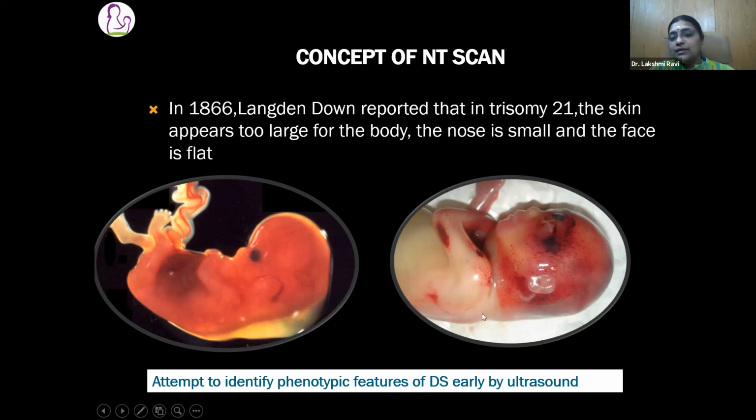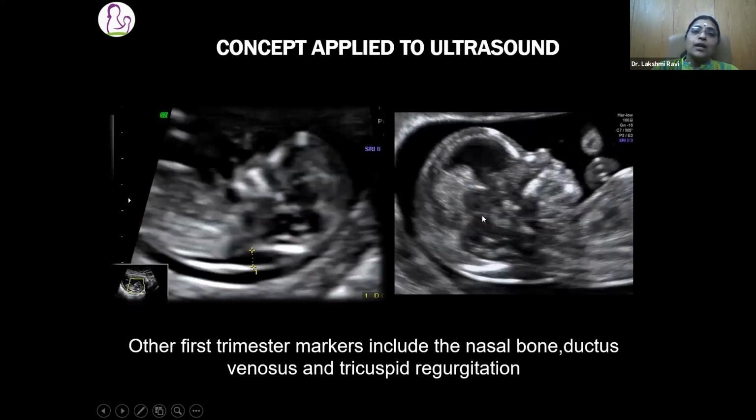So see here, the skin is too large for the body, so there will be an increased nuchal translucency. You know that the nose is small, hence you may have an unossified nasal bone. And as the face is flat, you can have some markers for aneuploidy. So look at this. You have a nice fluid accumulation here, so an increased nuchal translucency. Here you can see the nasal bone nicely, whereas here the nasal bone is unossified.